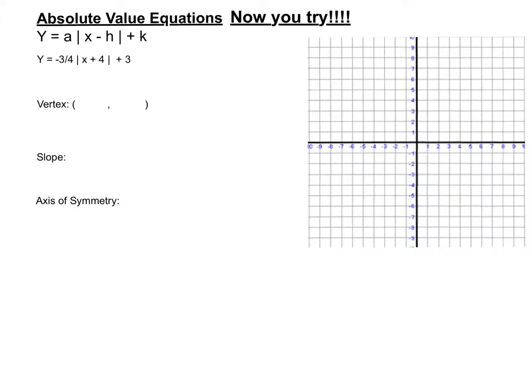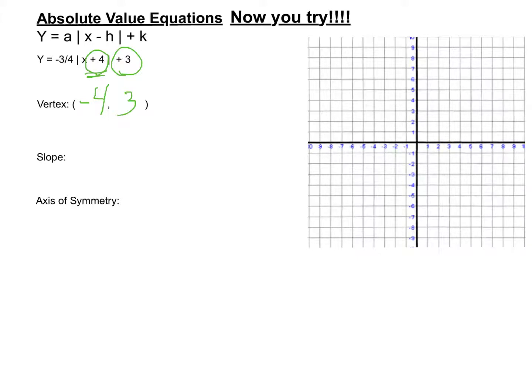All right, folks, I'm back. So let's start by taking a look. Now again, first thing we do, get the vertex. So grab this, we grab this. Now remember, it's the opposite sign of the x, so it's going to be -4 and +3.